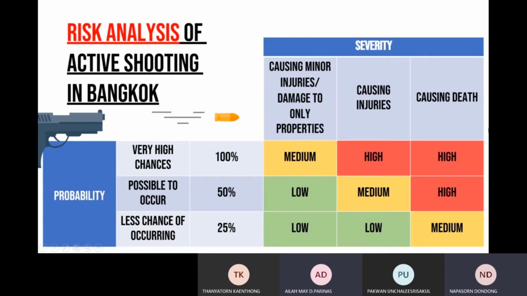Okay, so risk analysis of active shooting in Bangkok. This is a table that we can use to identify how high a risk an event is. It can be either a medium risk, a low risk, or a high risk. On the left side of the table is how high the probability of something happening is. It could have a very high chance of happening, or it could be events that are not always happening but are possible, or events that have less chance of occurring. On the top right of the table is the severity of the situation. It can cause minor injuries or damage only to properties, or much greater injuries that can lead someone to be hospitalized, for example, or in the worst cases, cause death. By calculating the severity and the probability of the event, we can analyze the most dangerous and the least dangerous risk.